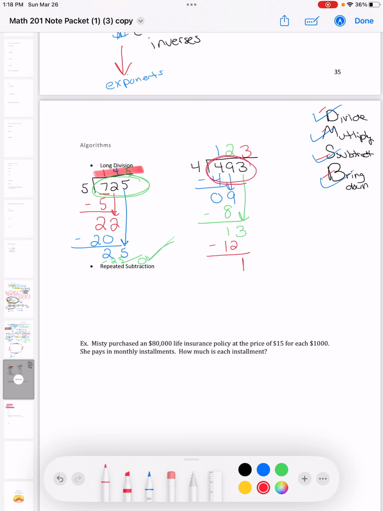I finished my numbers up here. I'm not going to continue to add on. I'm not going to do decimals. I'm not going to write this as a fraction. I don't have those number sets yet. All we have right now are whole numbers. So my answer would be 123 with a remainder of 1.